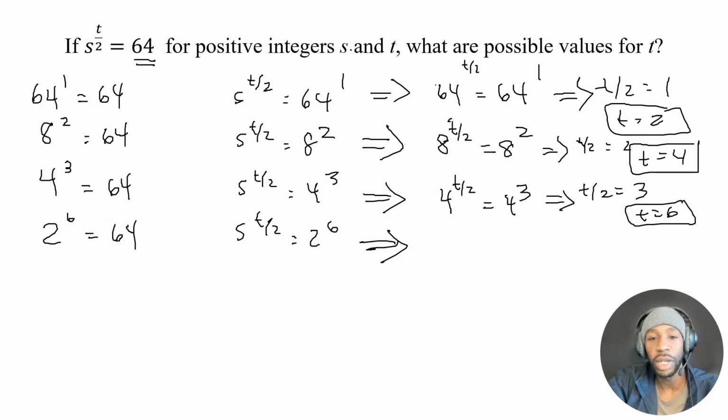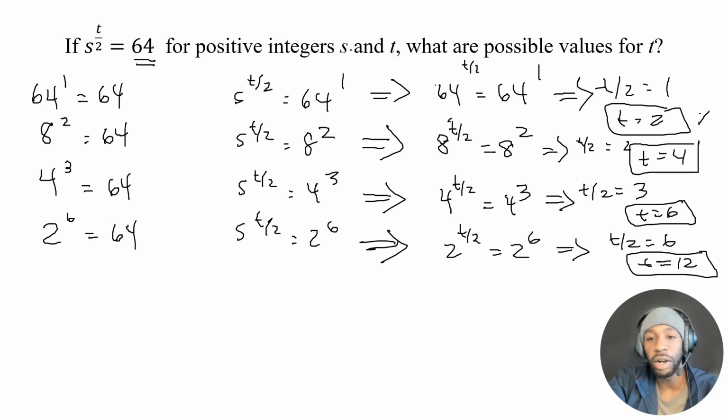For this one, you have 2 to the t over 2 equals 2 to the 6th power. T over 2 equals 6, and t equals 12. So these are all possible values of t.